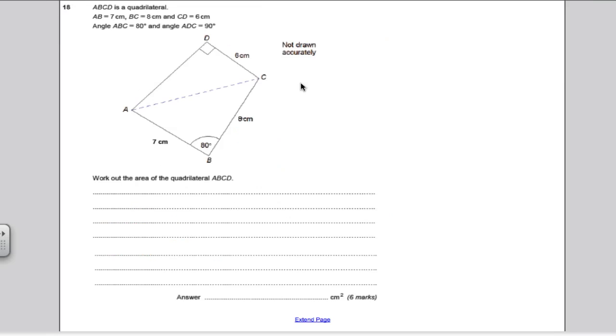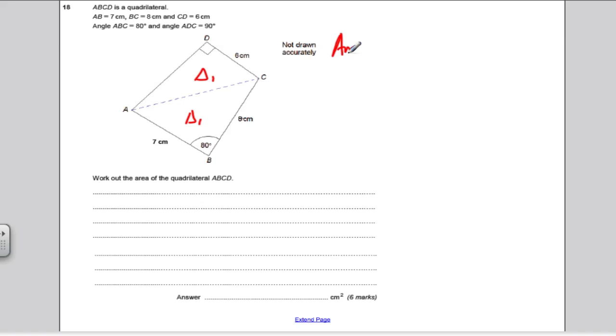18, the last question. We have ABCD, a quadrilateral, so a four-sided shape, and it tells us various distances and angles inside the shape. It wants us to work out the area of ABCD. Okay, well, an obvious way of trying to do that is to work out the area of this triangle, I might call that triangle 1, and add it to the area of that triangle, triangle 2. Okay, well, in order to do that, let's work out triangle 1.